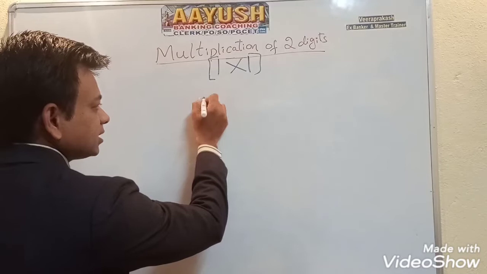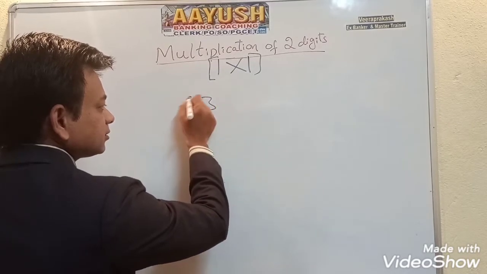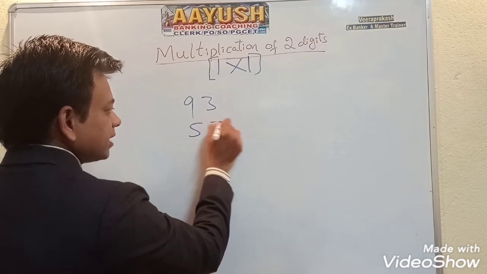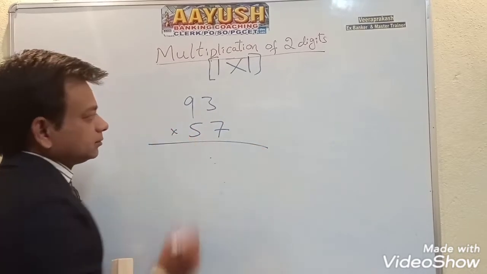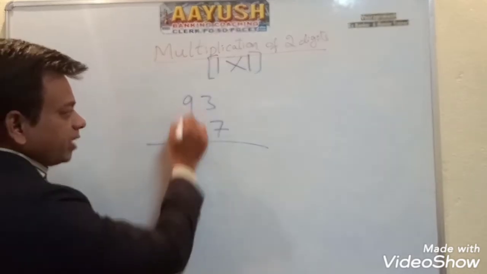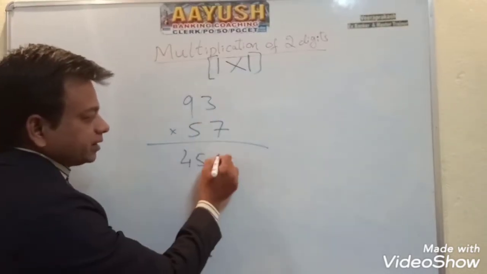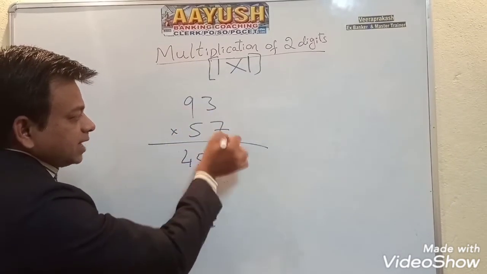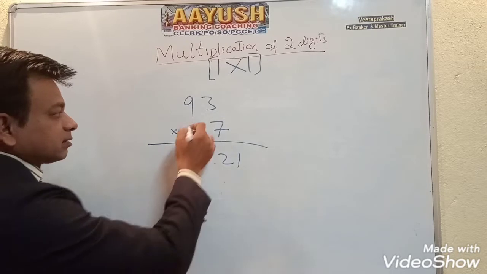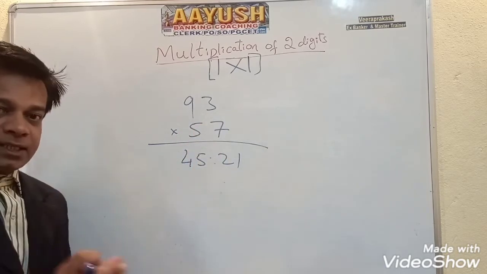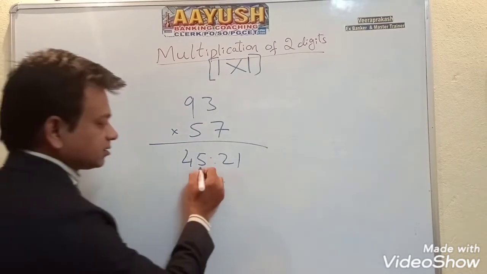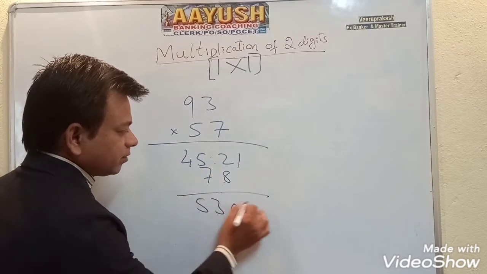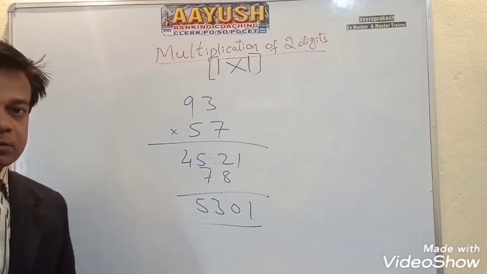We'll have some more examples. Say 93 into 57. So 5 9s are 45, 7 3s are 21. Cross it. 9 7s are 63, 5 3s are 15. 63 plus 15 is 78. So 78, write it here. Then 5301 will be the answer.